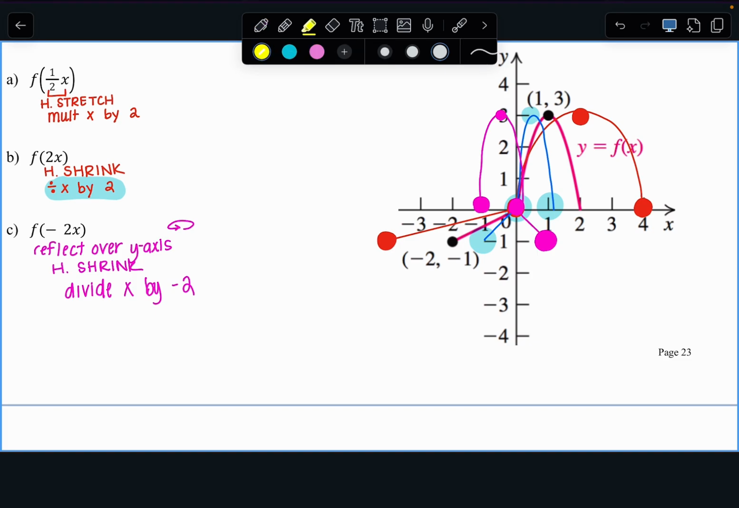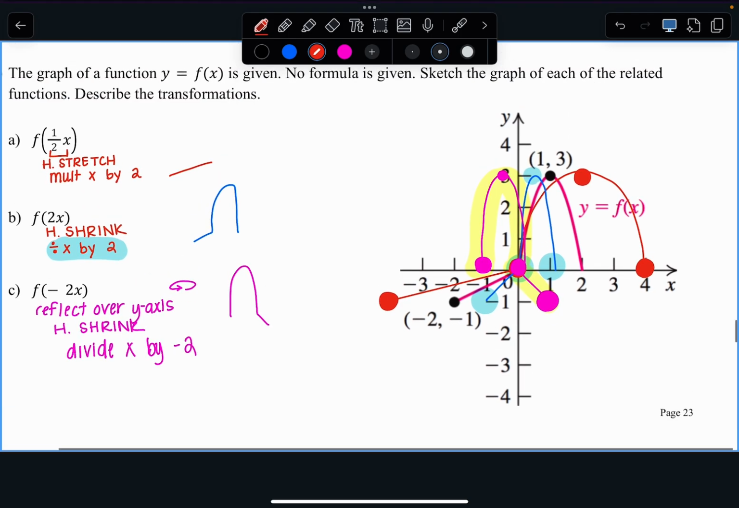And I'm going to highlight because this looks so messy with all of these colors everywhere. So essentially what it looks like here is like that. And like that. If that helps a little bit show those changes.